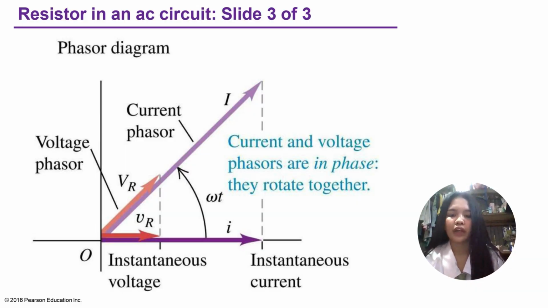The phasor diagram provides a concise visual representation of the voltage and current relationship in an AC circuit. For a resistor, the voltage phasor and the current phasor are aligned, indicating that they are in phase. Both phasors rotate counterclockwise at the same angular frequency. The length of the voltage phasor represents the voltage amplitude V sub R, and the length of the current phasor represents the current amplitude I sub R. The fact that the phasors are in phase simplifies the analysis of circuits containing only resistors.